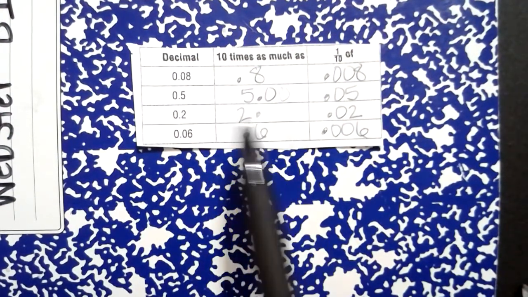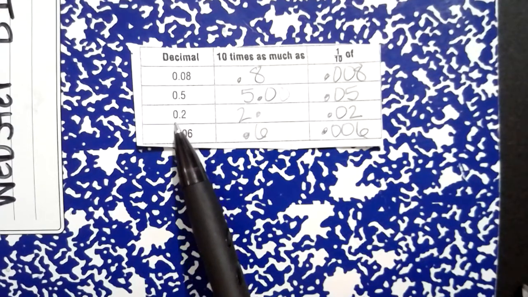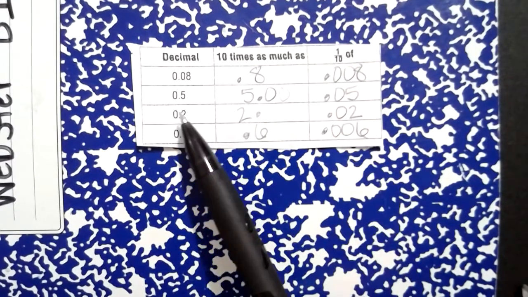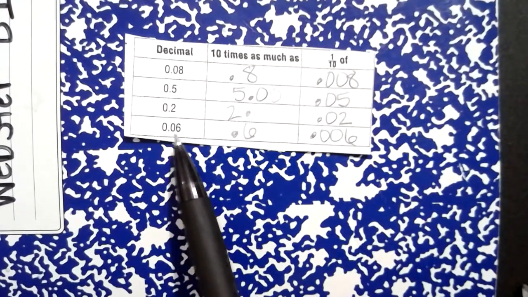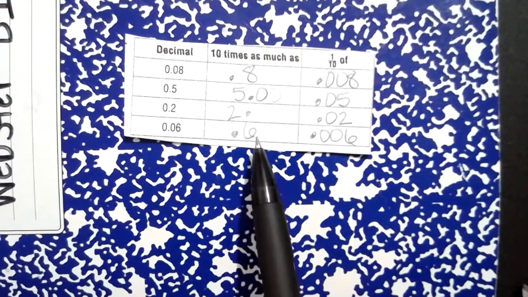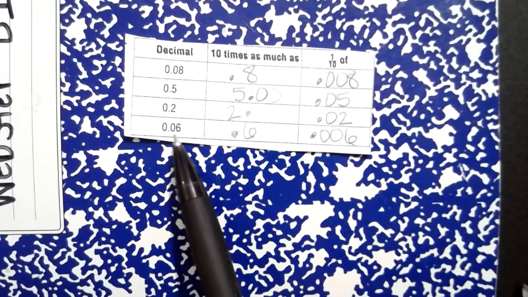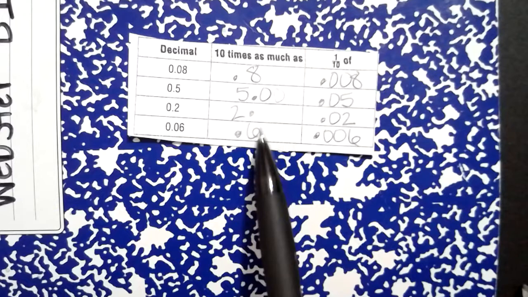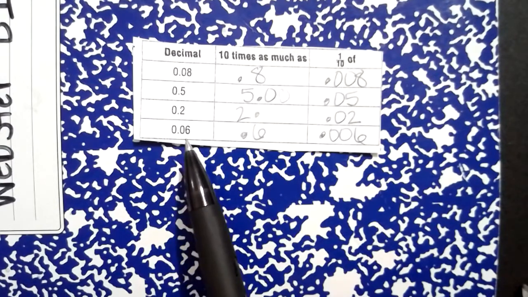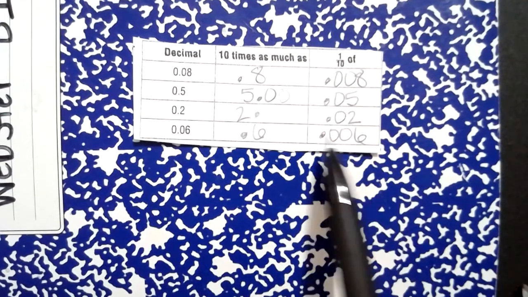Okay. And then 20 cents times a tenth or divided by 10 would be 0.02. 6 cents times 10 would give me 60 cents, right? 6 pennies times it by 10, you would have 6 dimes, 60 cents. I can put the 0 there if I want. Or 6 cents times a tenth, times it by that fraction, or dividing it by 10, same thing, 0.006.